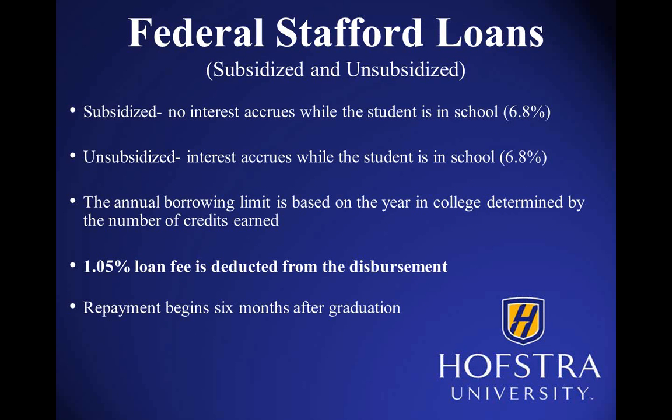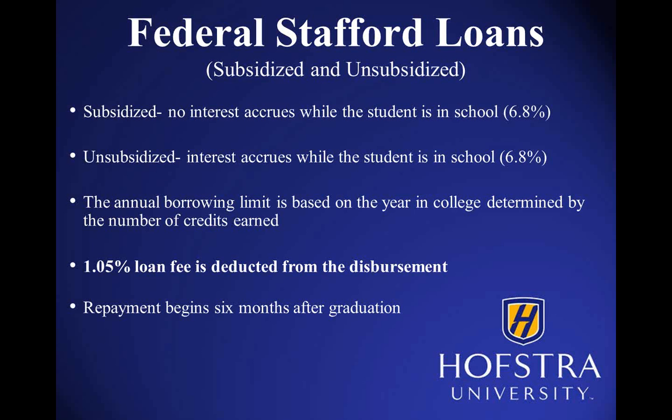Federal Stafford loans come in 2 versions, subsidized and unsubsidized. A student must demonstrate financial need as calculated by the FAFSA to be eligible for the subsidized portion of the loan. All students eligible to file the FAFSA are eligible for the unsubsidized loan regardless of demonstrating financial need. The subsidized loan does not accrue interest while the student is in school, whereas the unsubsidized loan does accrue interest while the student is in school.